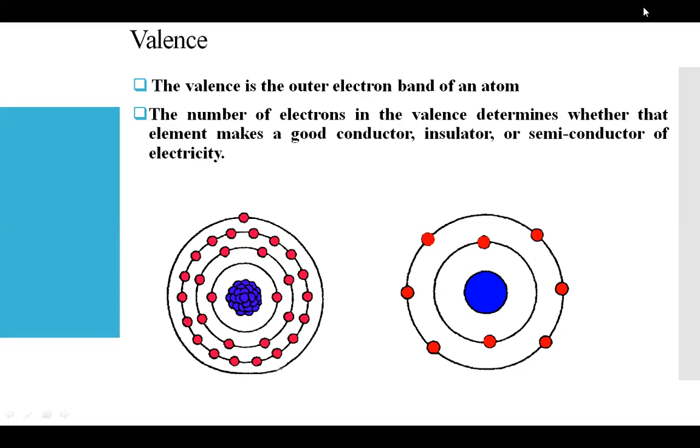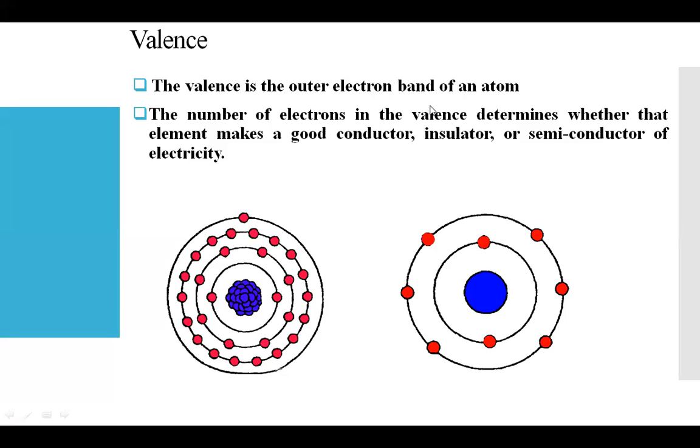And in the second diagram, how many electrons do you have? Quickly identify and tell me. Yes, I'm getting the answer from only one student. That is correct, 1 and 6.